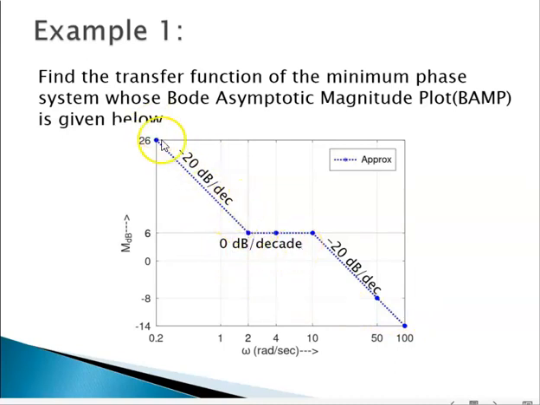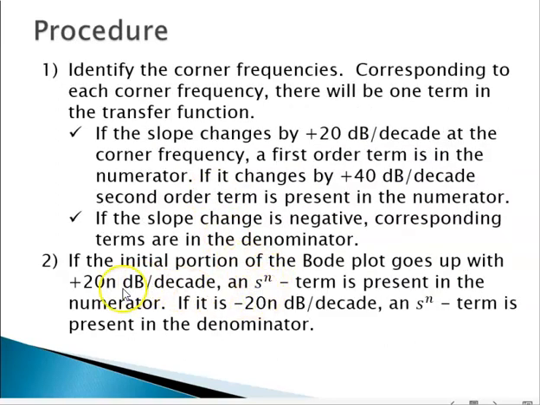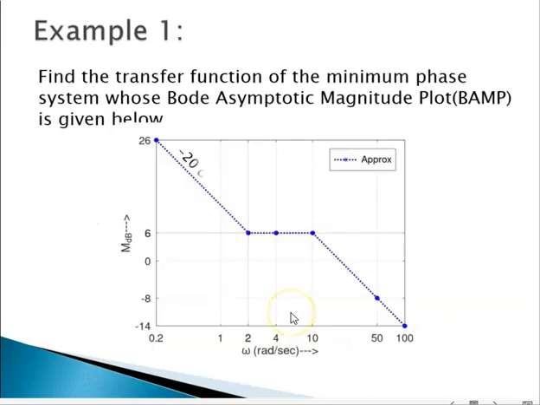This is maybe an approximate plot, or a plot you obtained from experiments, and you are required to find the transfer function of such a system. Obviously, because the initial portion has a negative sloped line at minus 20 dB per decade, the value of n is 1. You can see here minus 20 dB per decade, and an s to the power of n term is present in the denominator. So here n is 1, and you have an s term in the denominator.